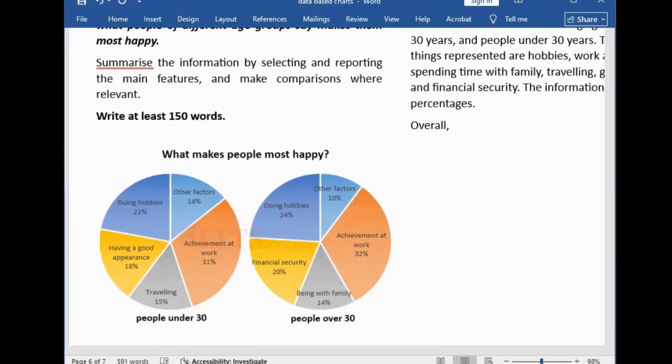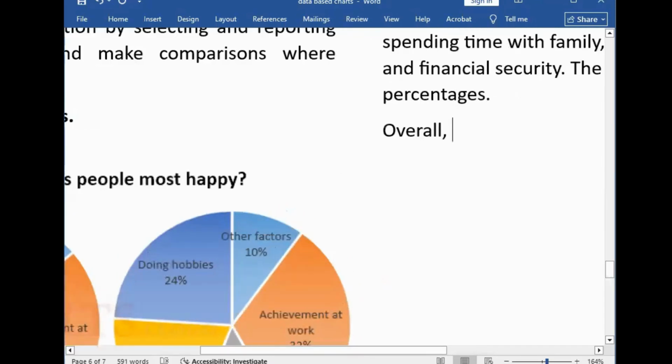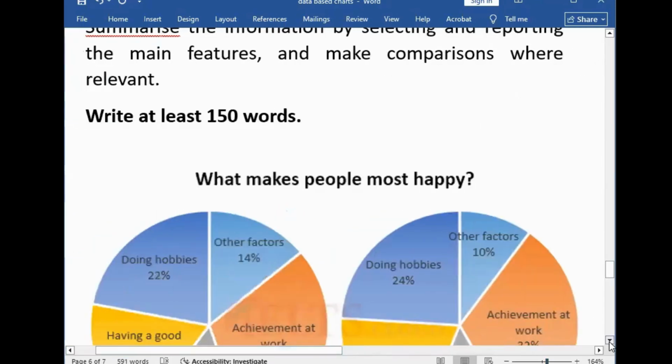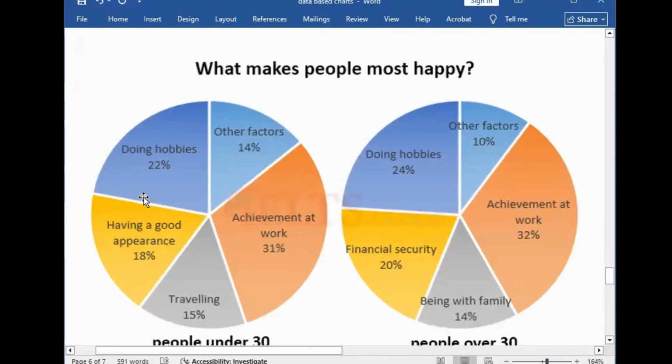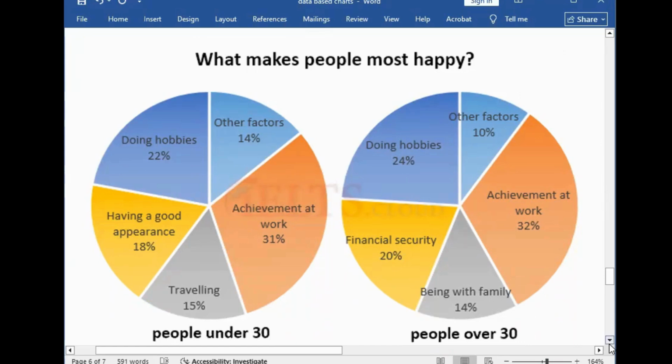According to this chart, who can tell me? For people under 30, which factor made the largest contribution? Or let's say, which factor was the most common? I think that's more appropriate. It's not about contribution here. Which factor was the most common thing that made people happy? Who can tell me? I want you to type your answer in the chat box. For people under 30, which factor was the most common?